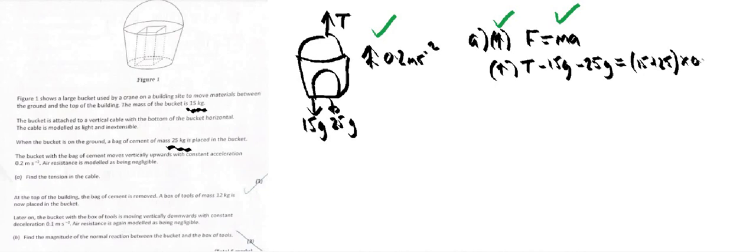Right, now I'm going to substitute into my equation. In the upward direction, I've got tension is positive. I've got two weights weighing me down, so that's minus 15g and minus 25g. And that's equal to the mass, which is 15 plus 25. Remember, there's no g because this is just mass. And I multiply that by the acceleration, which is positive in the direction that I've chosen. So I've got T minus 40g equals 40 times 0.2.